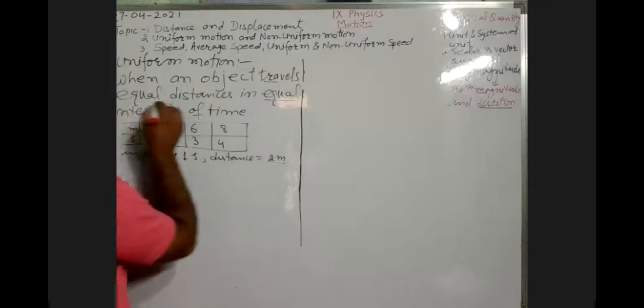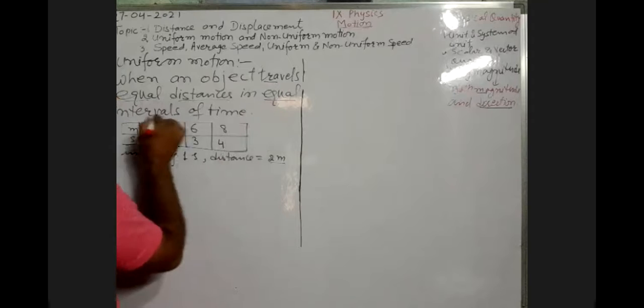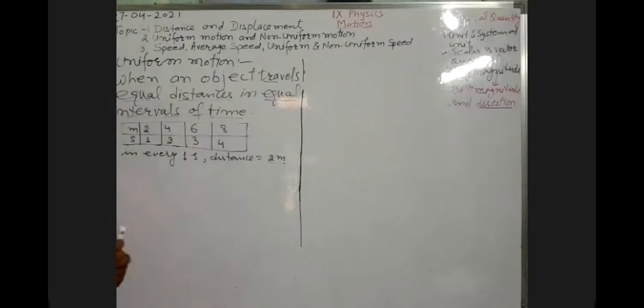So this kind of motion is known as uniform motion, when an object travels equal distances in equal intervals of time. That kind of motion is known as uniform motion.